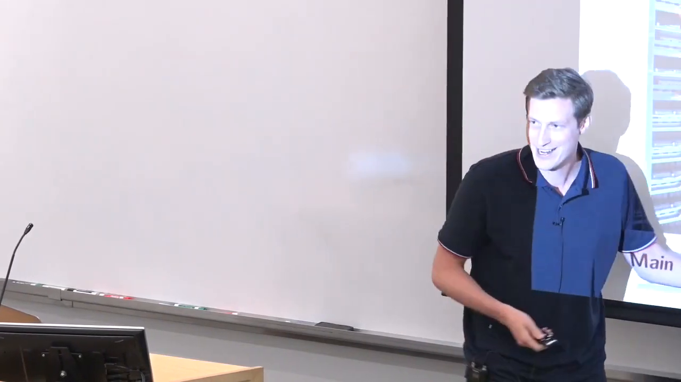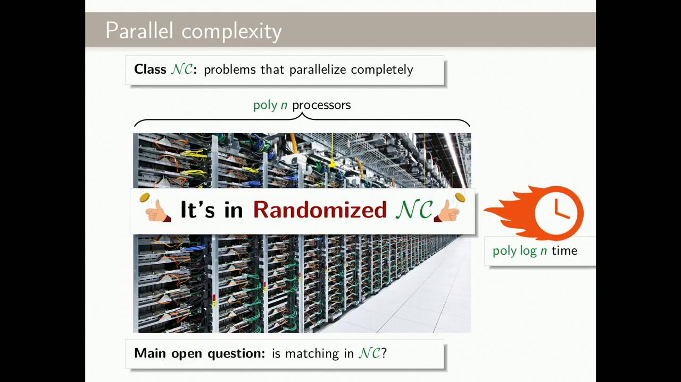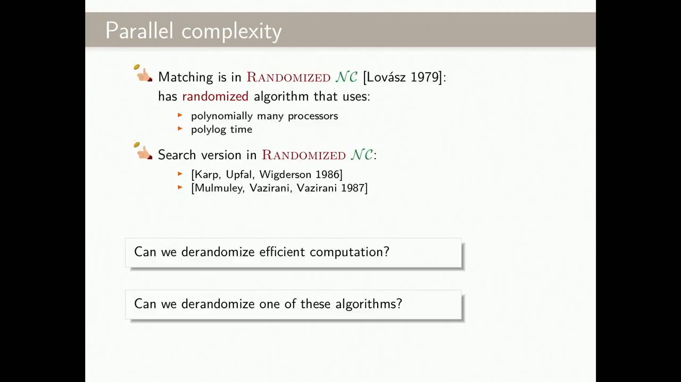Now, one of the main questions here is whether we can solve the matching problem in parallel time. If I give you polynomially many processors, can you solve the matching problem in polylogarithmic time? The reason we like this question is that we have known for 4 decades that if we allow the processors to flip coins, we can do it. This was first proved in '79 by Lovász for the decision version: can you decide whether a graph has a perfect matching or not?